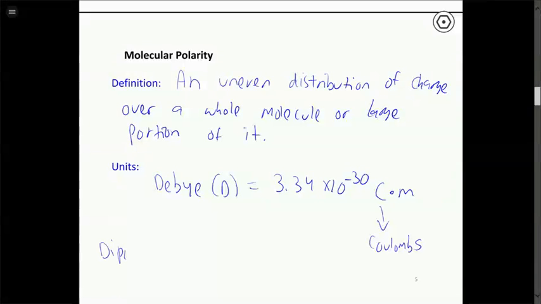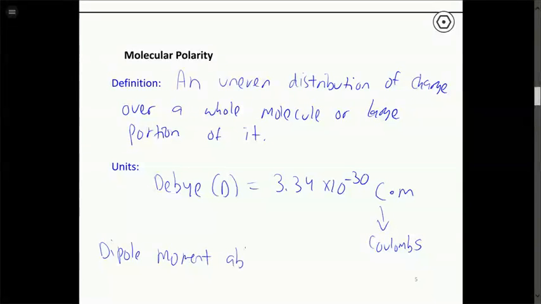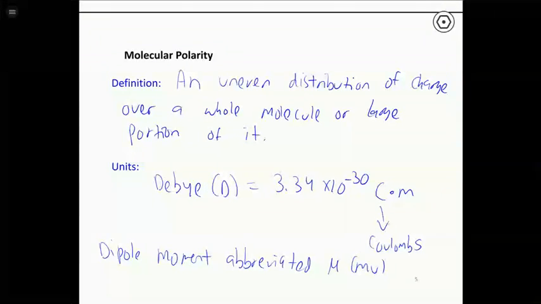What you're measuring when you measure the molecular polarity is called the dipole moment. Another way of saying a molecule is polar is to say the molecule has a dipole moment, and there are ways to quantify that. That's abbreviated with a Greek letter that we should be familiar with, mu. We use that same Greek letter for 10 to the minus 6 and to abbreviate dipole moment. There's only so many Greek letters we can use in chemistry. We have to double up sometimes.